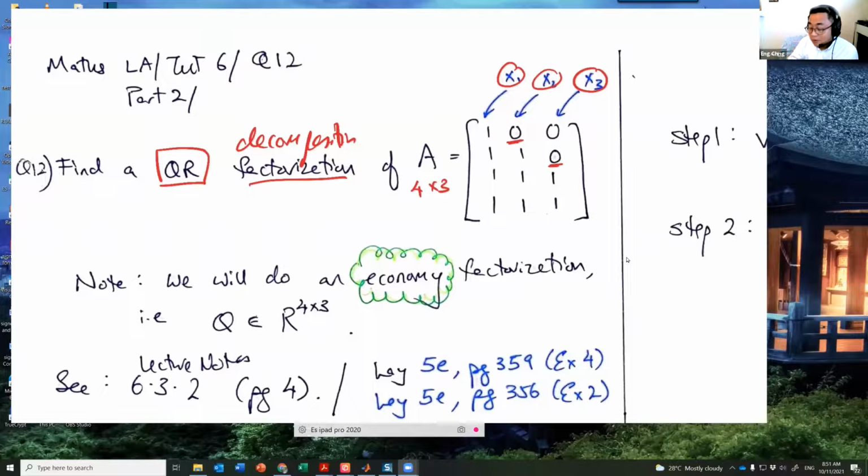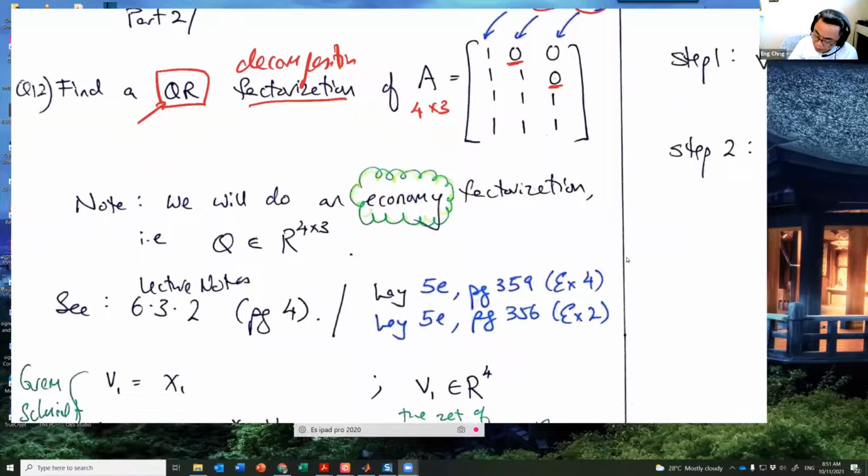But they are not orthogonal. x1 dot x2 is not equal to 0. They are not orthonormal. The length of x1 is not 1. We want to find Q such that the columns of Q span the same space as A. How do we do that? Now we're going to do QR decomposition. There are 2 types of QR decomposition. Here we'll do the economy, as in the smaller version of the QR.